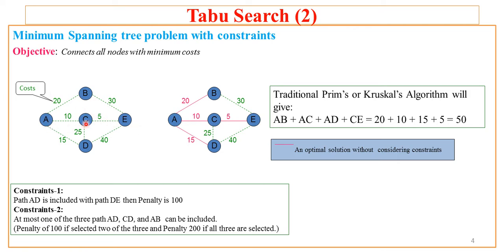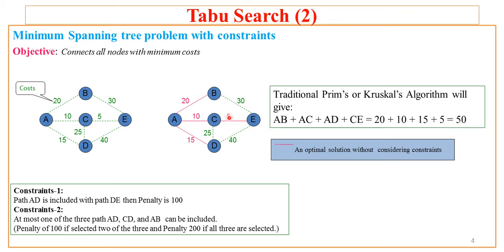Now the given graph has 5 nodes A, B, C, D and E, and the edges are A to B 20. Now this 20 is the cost of the edge. Now A to C is 10, A to D is 15, C to D is 25, C to E is 5, B to E is 30 and D to E is 40. Now with the help of traditional Prim's or Kruskal's algorithms, we will get the minimum spanning tree with paths AB, AC, AD and CE included, and the cost will be 20 plus 10 plus 15 plus 5, that is 50.